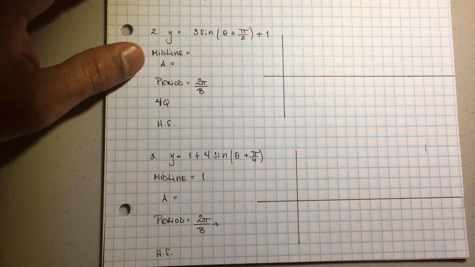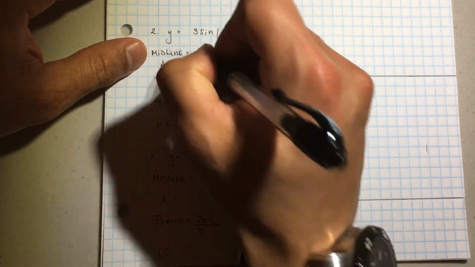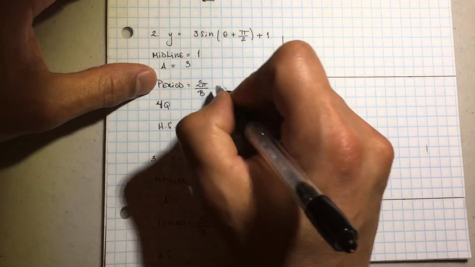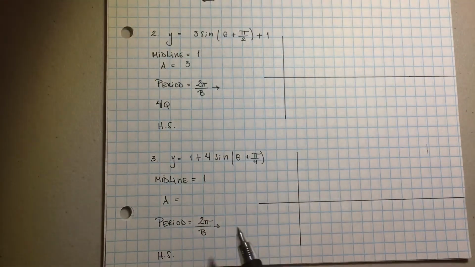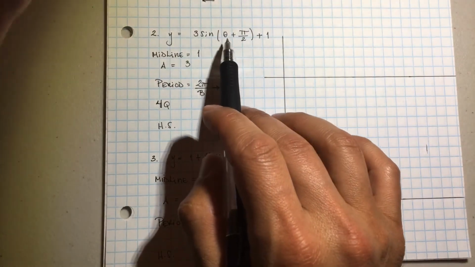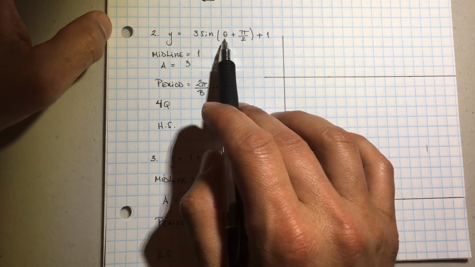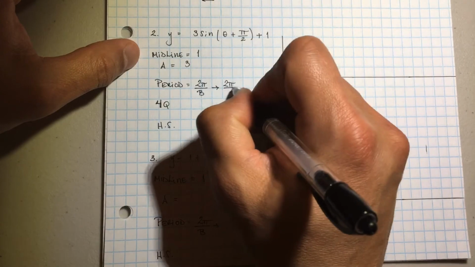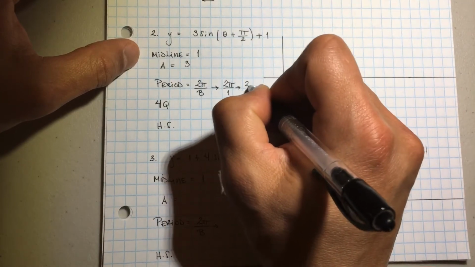First thing, what's my midline? It's 1. What's my amplitude? 3. What's the period? It's 2 pi divided by whatever x is. What's in front of the x? This is my x. What's in front of it? Nothing. So we're going to use 1. So we're going to have 2 pi over 1, which is the same thing as 2 pi.